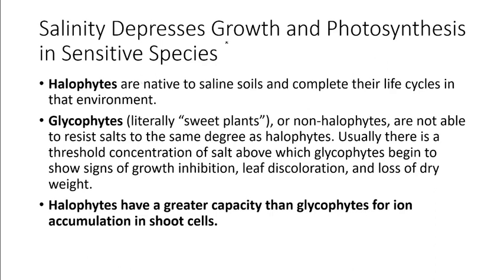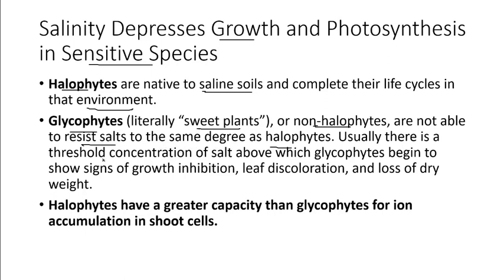Now salinity depresses growth and photosynthesis in sensitive species. Some plants will tolerate the saline condition and others will be sensitive to it. There are two kinds of plants, halophytes and glycophytes. Halophytes are the plants which are native to saline soils. They grow in the saline soils and complete their life cycle in that environment. But glycophytes, called sweet plants, have a high amount of sugar in them. They are non-halophytes and are not able to resist salts to the same degree as halophytes. They resist, but to a very small degree.